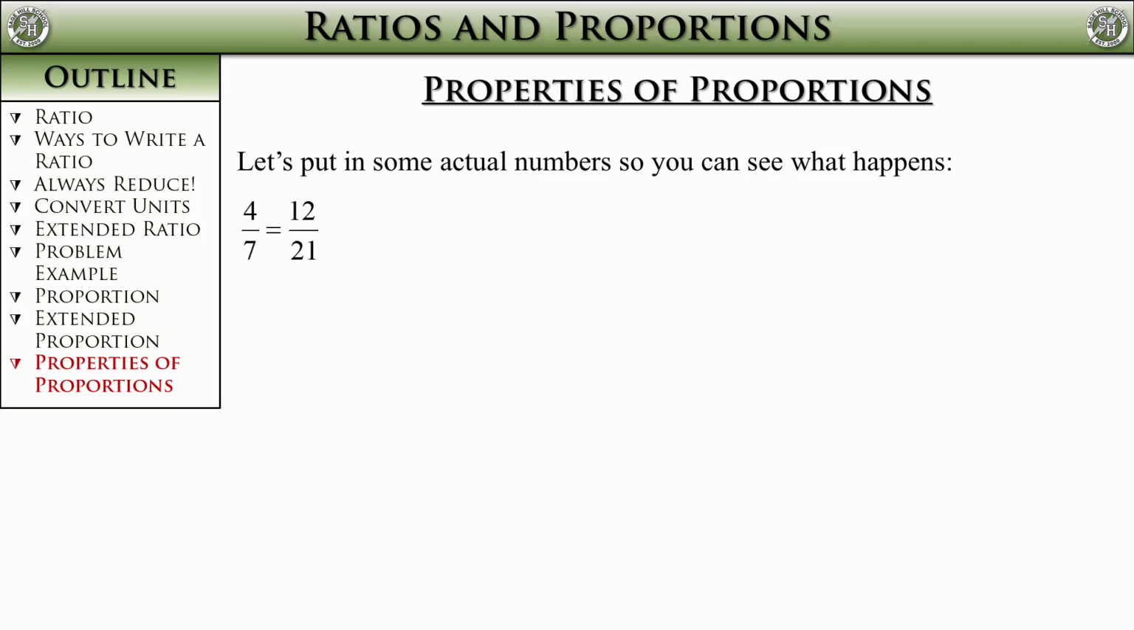This second property of proportion says that I can flip the fractions so that this proportion can be rewritten as 7/4 equals 21/12. Doing a quick check of that new proportion shows that both sides do, in fact, reduce down to the same thing.